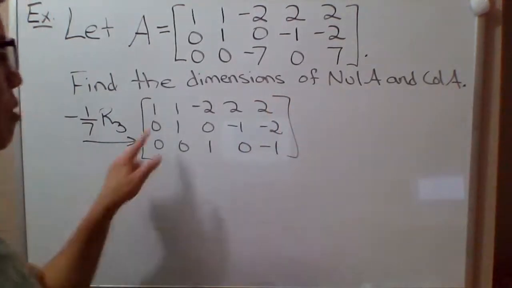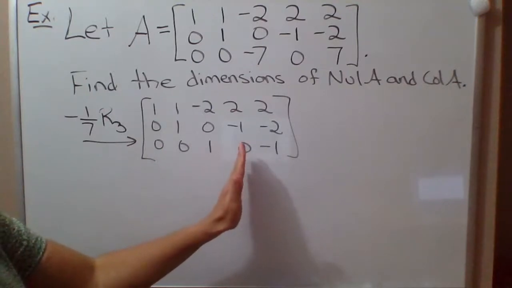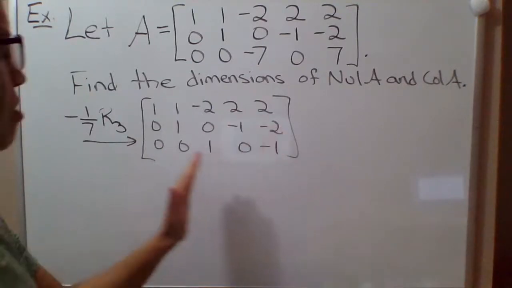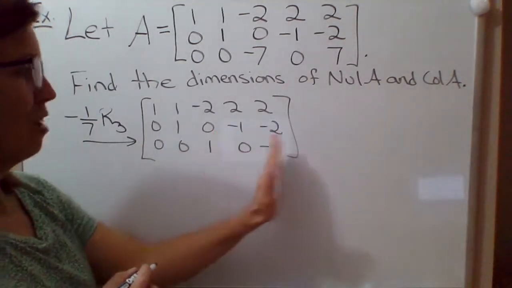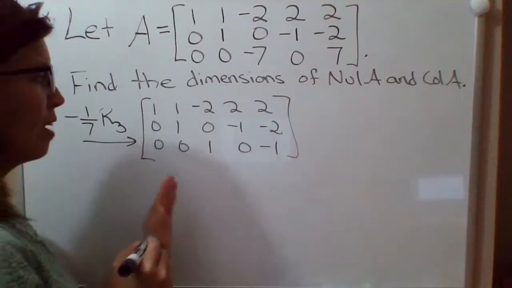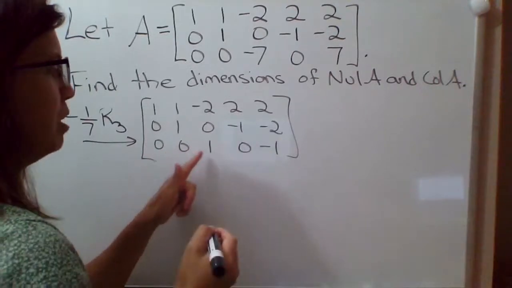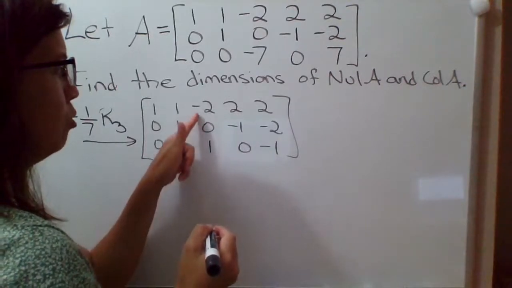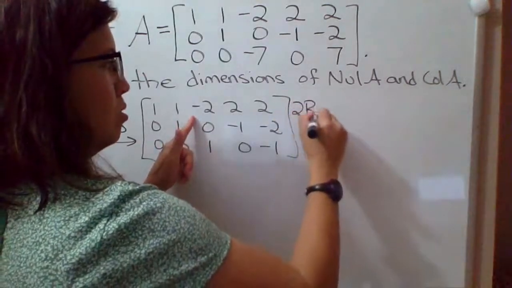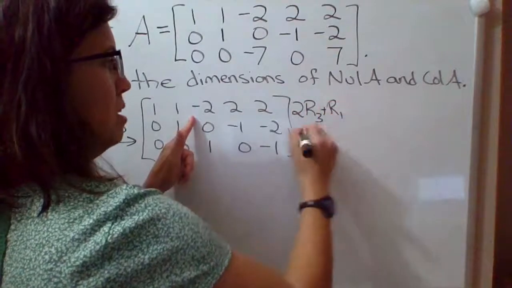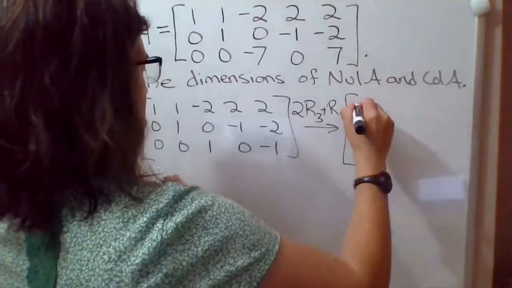Great. At this point we see we've got pivots in columns 1, 2, and 3. If we're thinking of this in terms of a system, then x4 and x5 are free variables. Like I said, I want to get this all the way to the RREF form, so I'm going to do 2 times row 3 plus row 1. Then we'll have to do one other row operation.